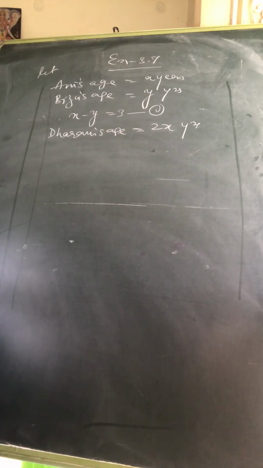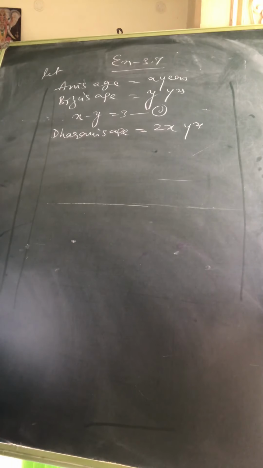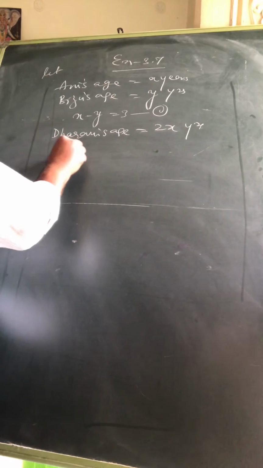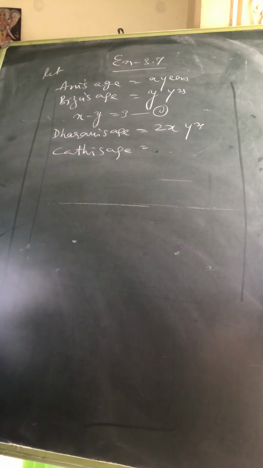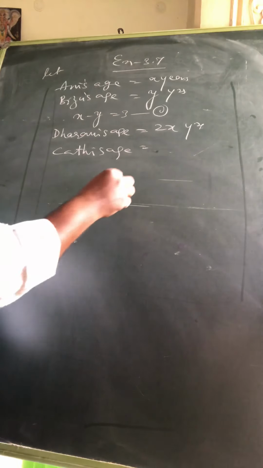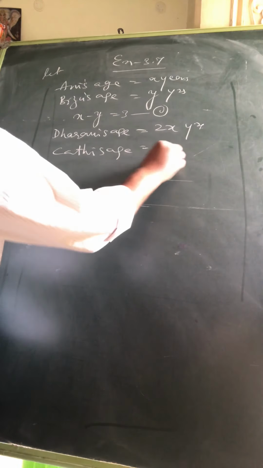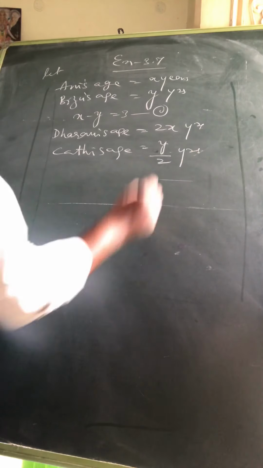Why do we have to calculate Kathy as a subject? Because the next sentence he gave is the difference of ages of Dharam and Kathy. So in terms of Kathy only we have to find the age. So Kathy's age is equal to half of the Baiju age. Why? Baiju is twice of Kathy, means Kathy is half of Baiju. So y by 2 years.